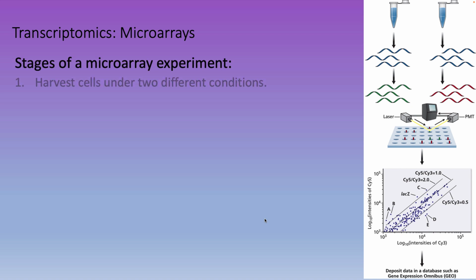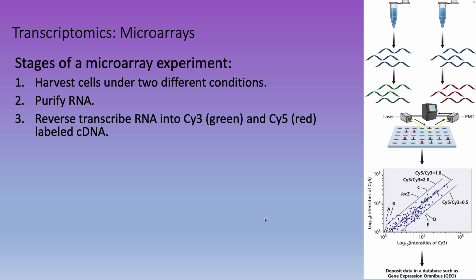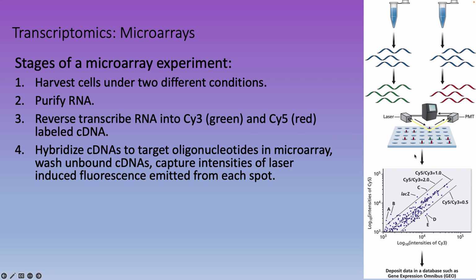And so basically how it worked is first you would harvest some cells, you'd purify some RNA, you would then reverse transcribe that RNA, and usually you have two cases, and you reverse transcribe it with either a Cy3 or a Cy5 labeled cDNA. And so you'd end up with green and red samples. And then you would flow this cDNA across a chip, and where these sequences would match these probes, you would get the green or the red binding to the chip.